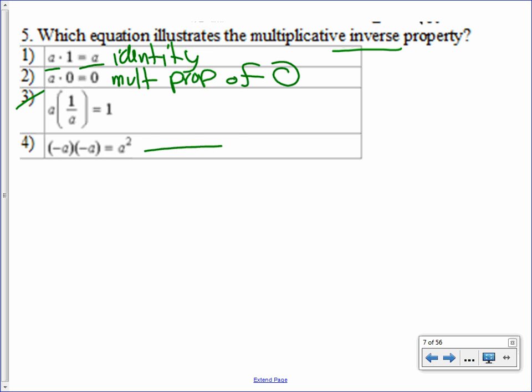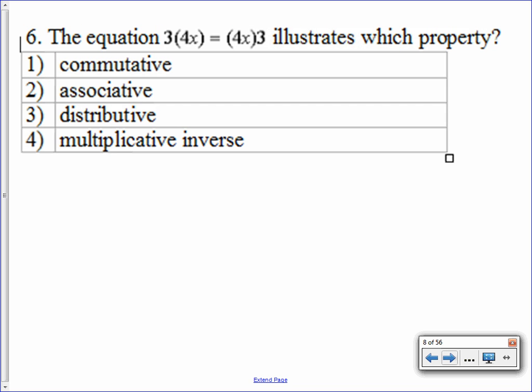Number 6 is another properties question. There are 2 sets of parentheses. However, because we have the same thing in both, it's not associative, but it's commutative. It's the move-in property. The 3 and the 4x are moving away.